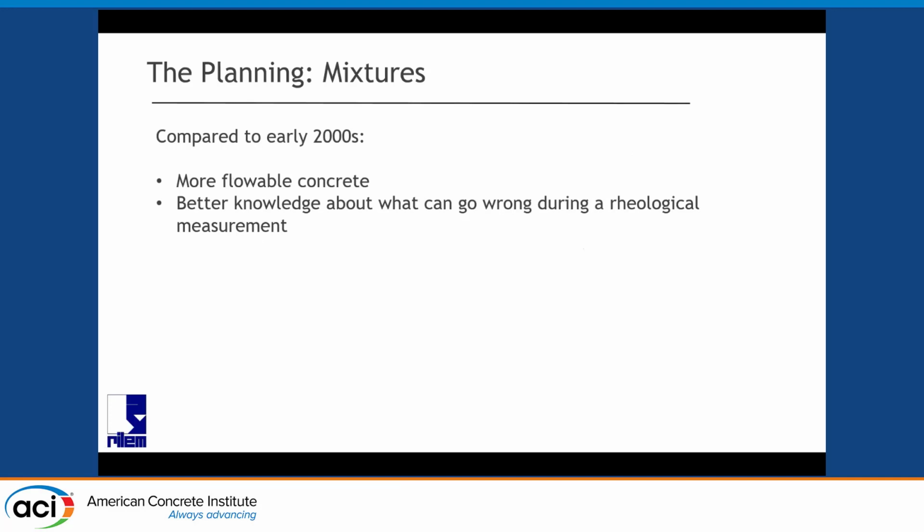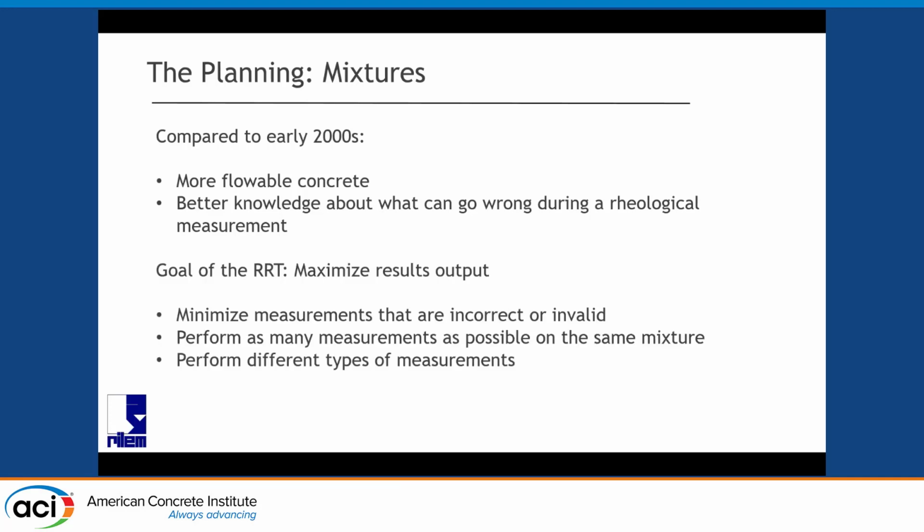Now, how do you plan this thing? And again, to go with the question from before, what has evolved since the early 2000s? The first thing is that we get more flowable mixtures because of all the developments in the admixture industry. The second evolution is that we think we know better what we're doing. We know better how things can go wrong during measurements compared to that period, because we have 15 years of research experience behind us and a whole bunch of literature.